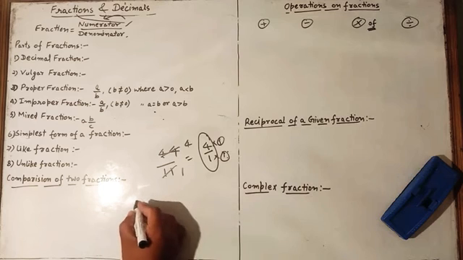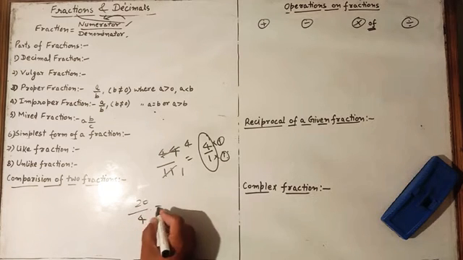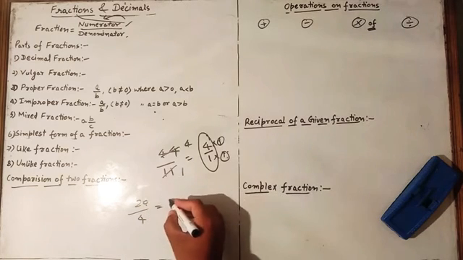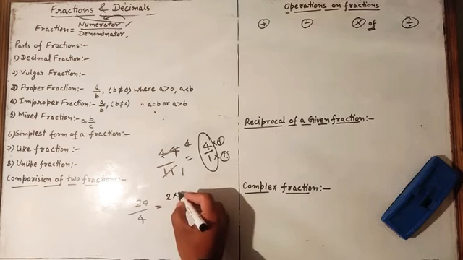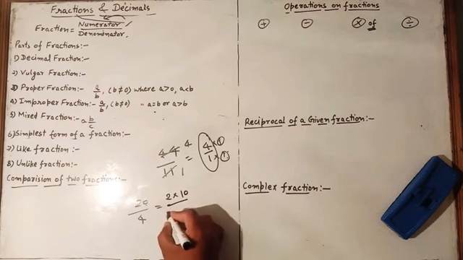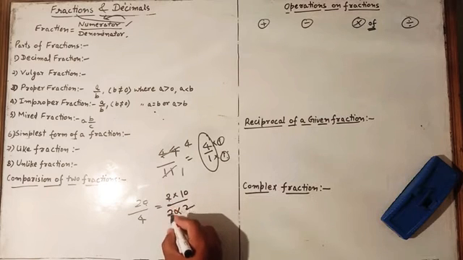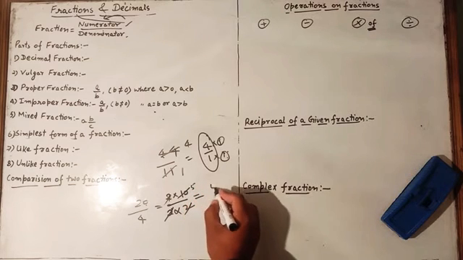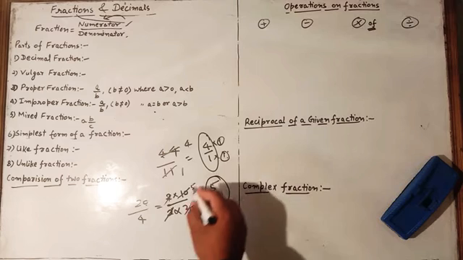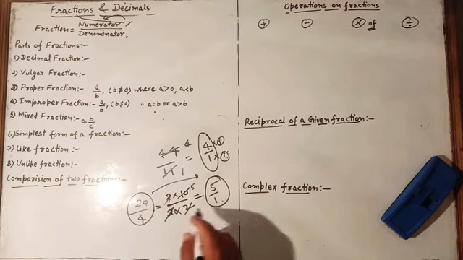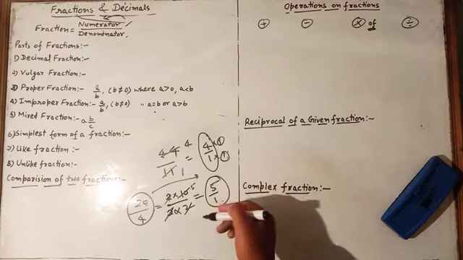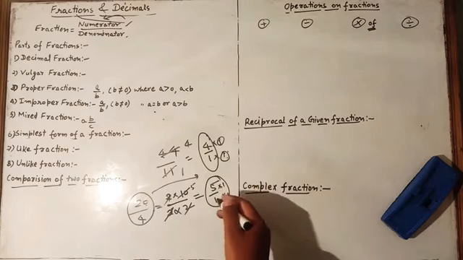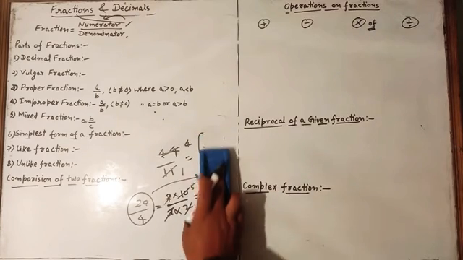Means if we write 20 upon 4, will it be simplest? No, because there are more common factors. We can write 20 as 2 into 10 and 4 as 2 into 2. So there is one common factor 2, so 2 is cancelled by 2. Now again 2 ones are 2, 2 fives are 10. We can write it as 5 upon 1. So the simplest form of 20 upon 4 will be 5 upon 1, because there is no common factor other than 1, because we can't reduce it now. So it will be the simplest form of a fraction.